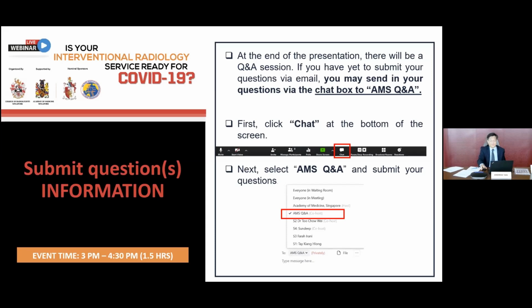Okay. The first question is a general question. It's regarding residents. How do you involve your trainees or residents to enhance your IR service during this time where manpower may be short? Perhaps I redirect this to Dr. Tay.